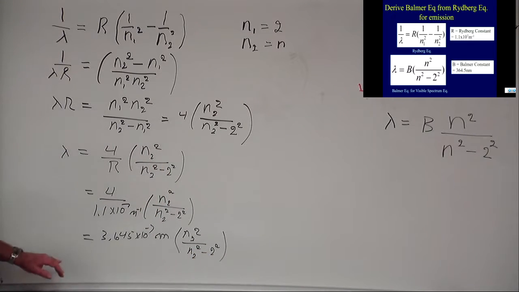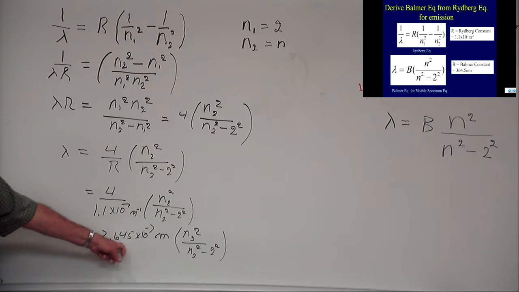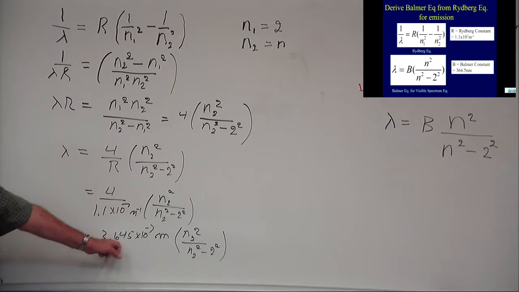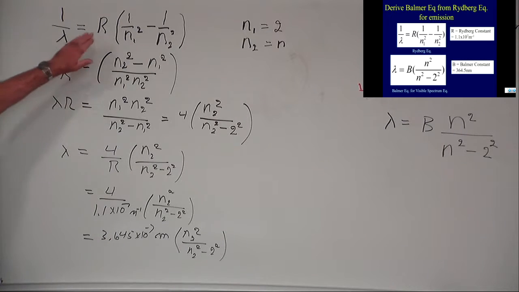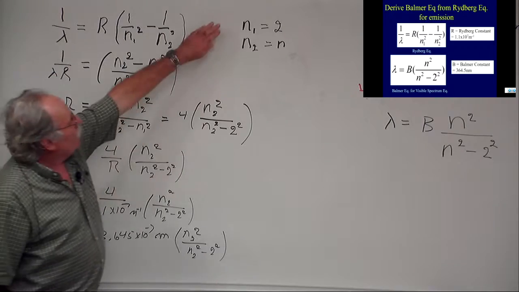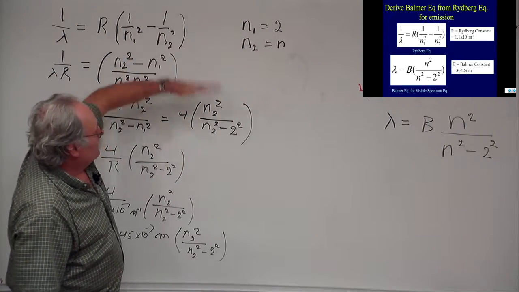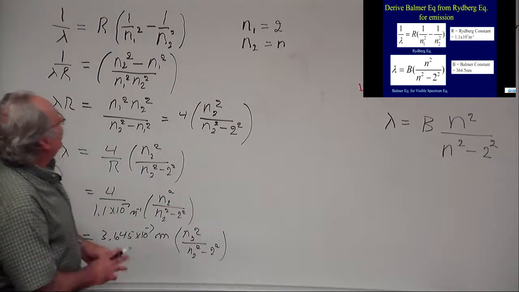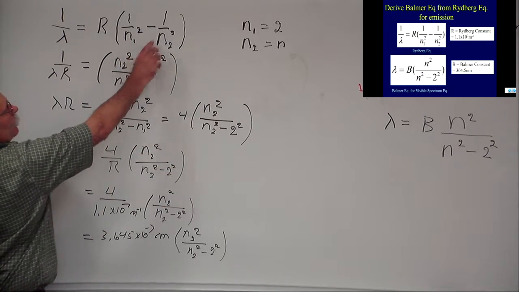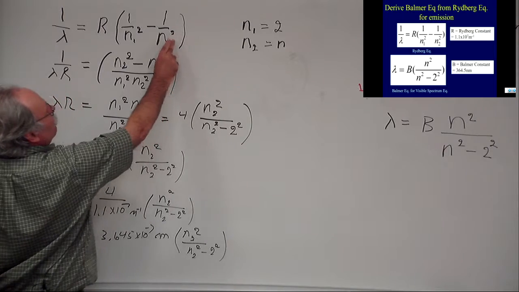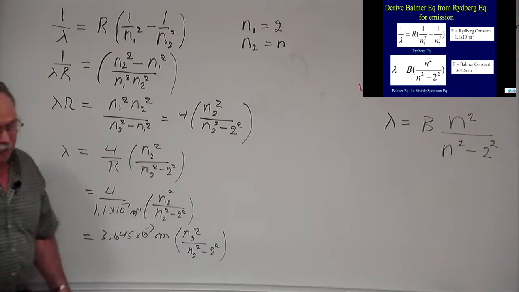So we can see now that this is the value of B, the Balmer constant, and this is a condition of the Rydberg equation when the lower energy state is equal to 2, and we're describing the equivalence of an emission. On your assignments, make sure that n2 is always a greater number than n1, and then you can solve this.